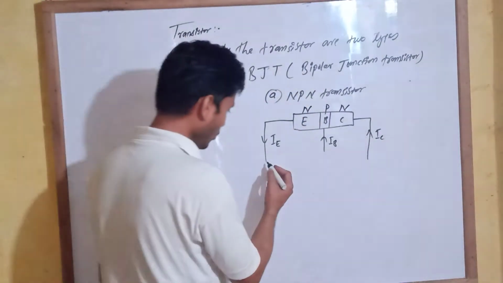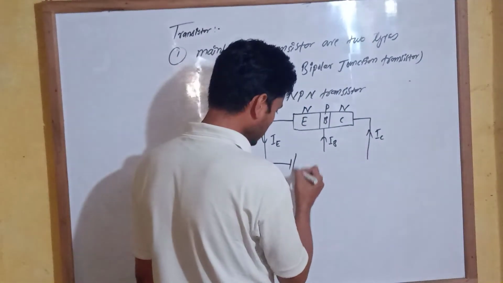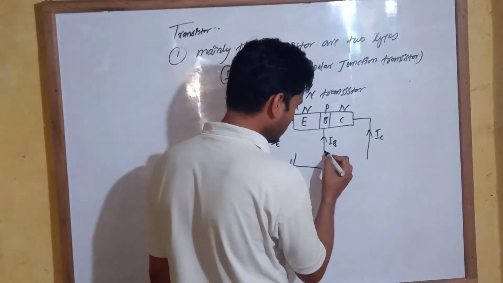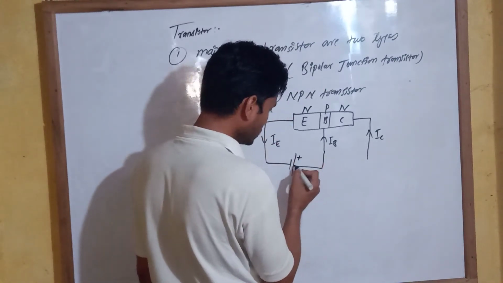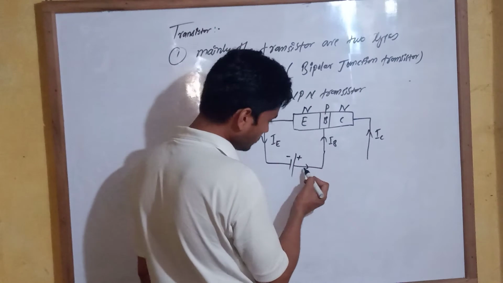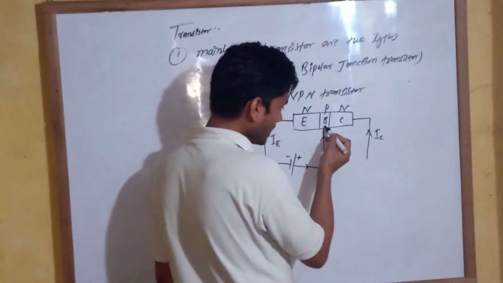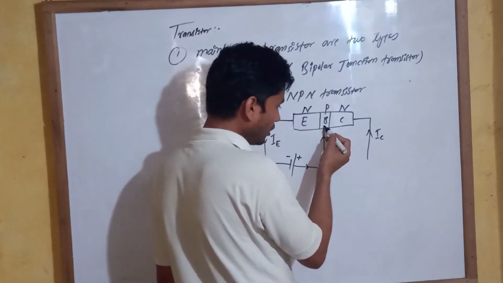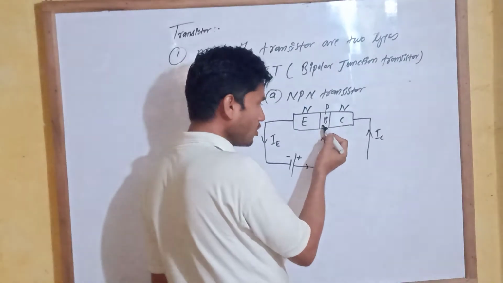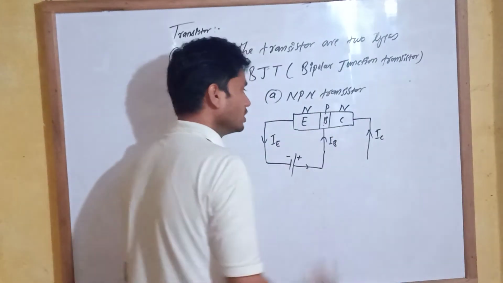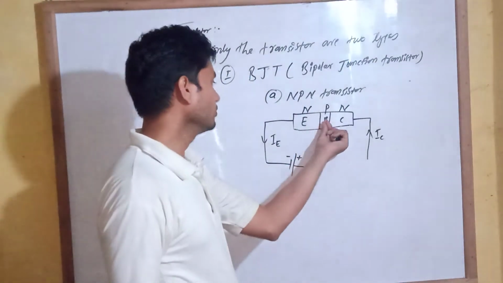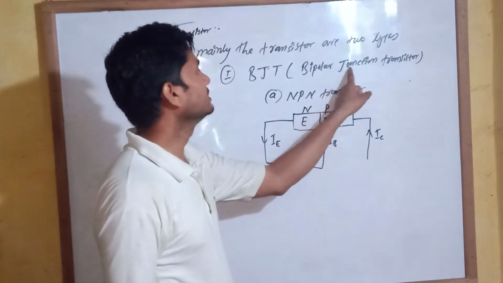In the whole diagram, the emitter is connected with the negative terminal, and the base with the positive terminal. This positive terminal repels the positive charge and creates a hole here, and the hole also has a positive charge. It also passes from this portion to this portion. This is our junction.